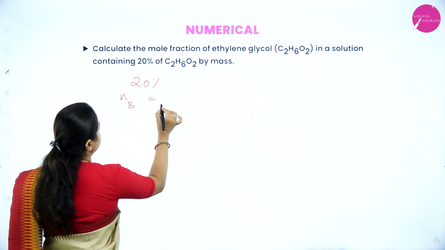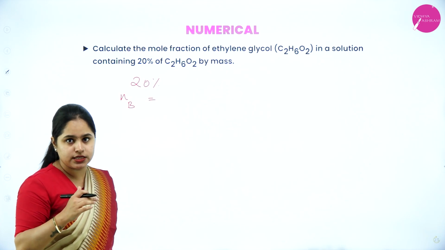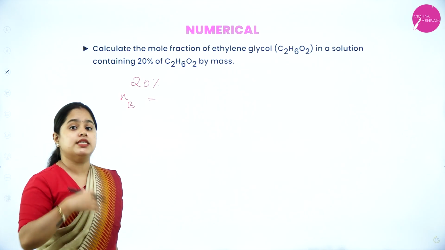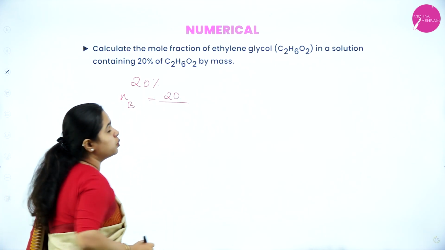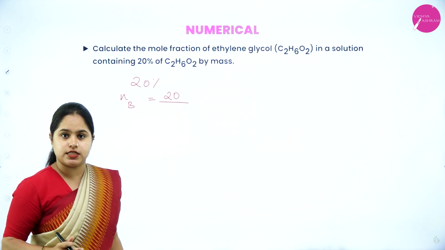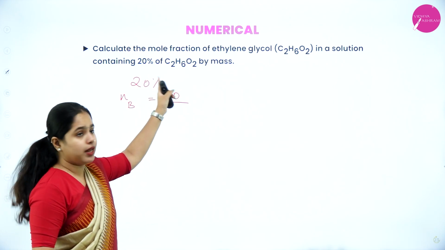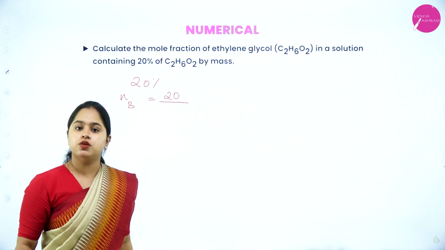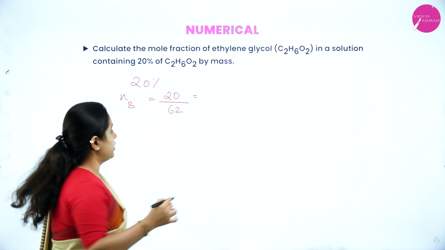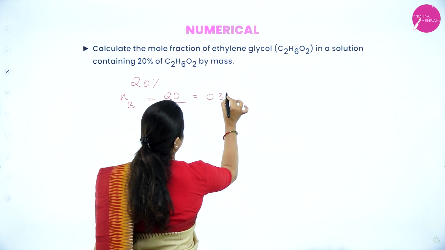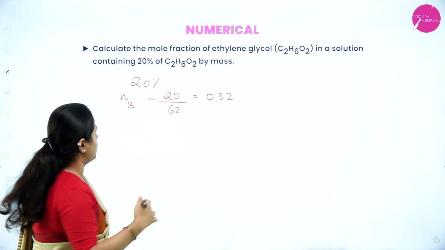It is equal to, we know that 20% of ethylene glycol by mass means we know the mass. How to find the number of moles? Given mass by molar mass. So 20 divided by the molar mass of ethylene glycol. How do you calculate it? It is the sum of the atomic mass of each of the atoms present in it. So it will be 12 into 2 plus 6 plus 2 into 16. That will give 62. So the number of moles of ethylene glycol is 0.32.